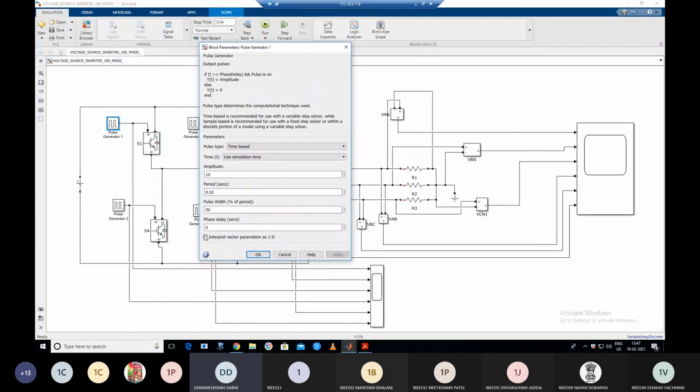Let's check the gate pulse for switch number 1, S1. What changes are required here? If you simulate 120-degree mode, amplitude is as it is, period is as it is. Clear? Those 2 parameters are common for 180 as well as 120. Is pulse width the same 50%, or is it different? If it is different, then what is the value?